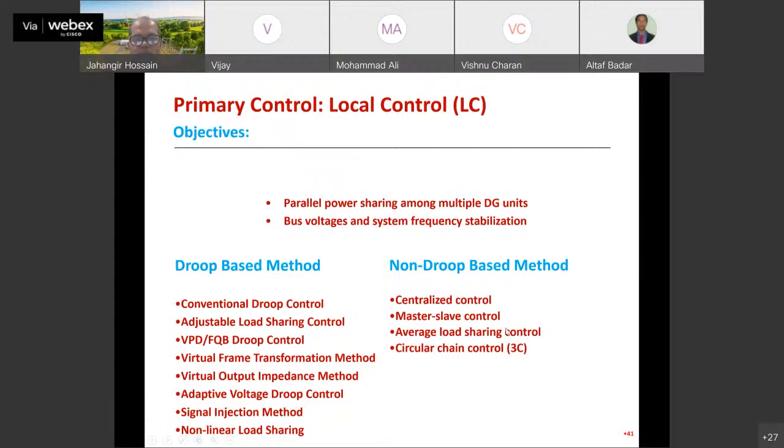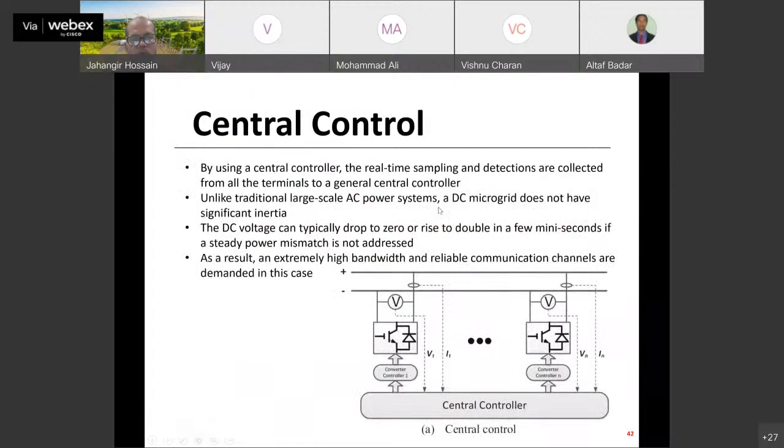But all of them have mainly these two objectives. The droop-based methods and those things are quite simple, but again, I'm not going to talk about all of them, just a few, and how you can design this control. So for example, let's think that you would like to have a centralized control. You have a microgrid with all the devices, but you want to have control in a particular centralized location.